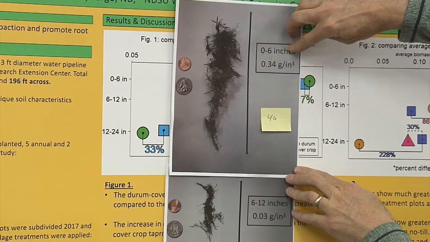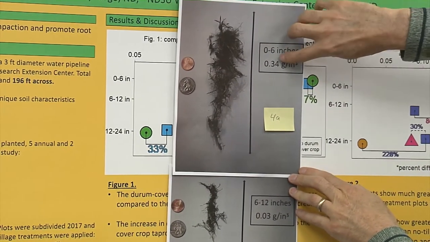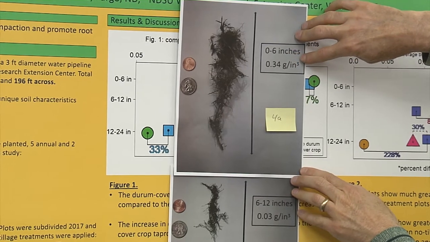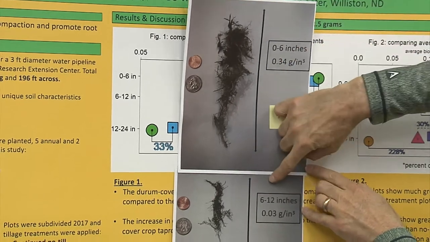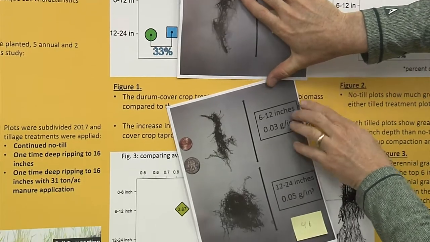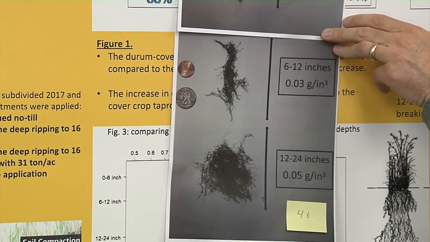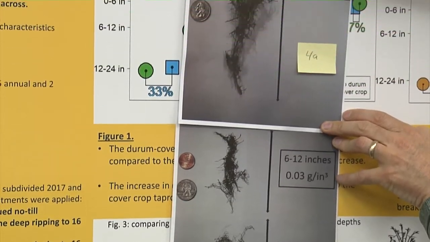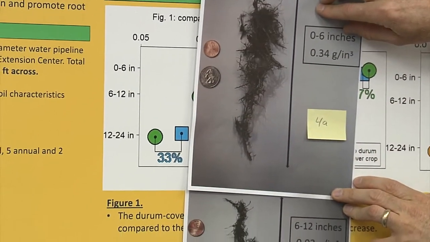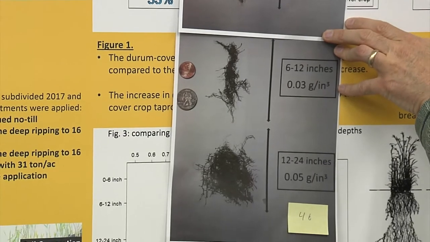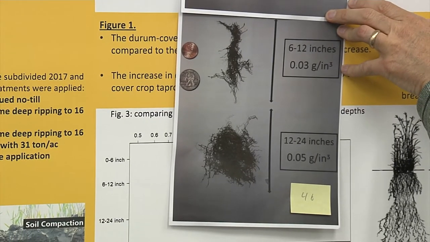Here we have 0 to 6 inches, 0.34 grams of roots per cubic inch. And then we have our 6 to 12 and our 12 to 24. But look at those differences. Look at the mass of roots. In the 6 to 12, you have 0.03. And then as you get lower into the profile, the 12 to 24, 0.05.